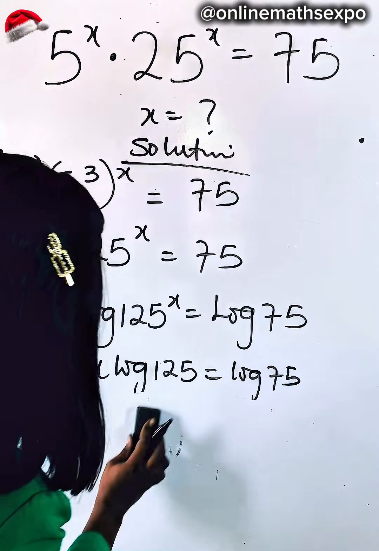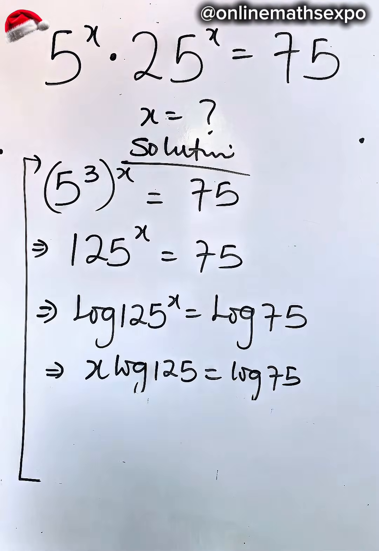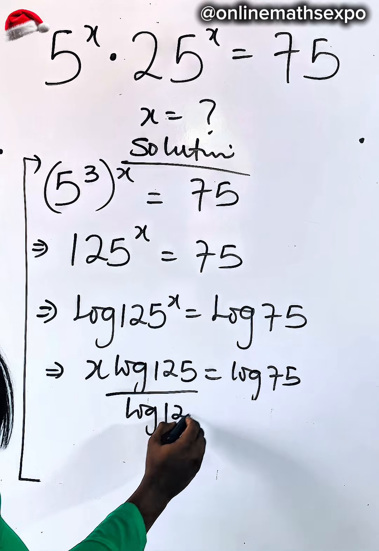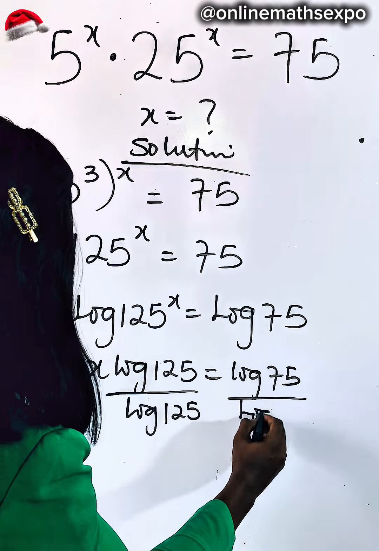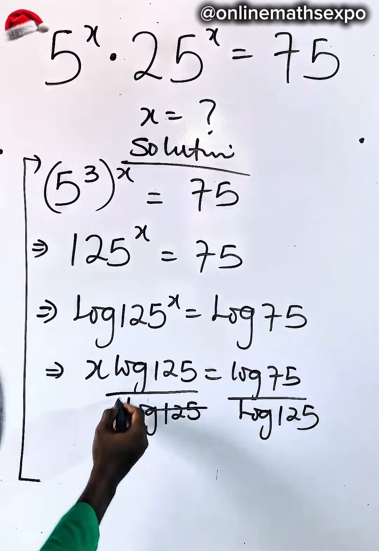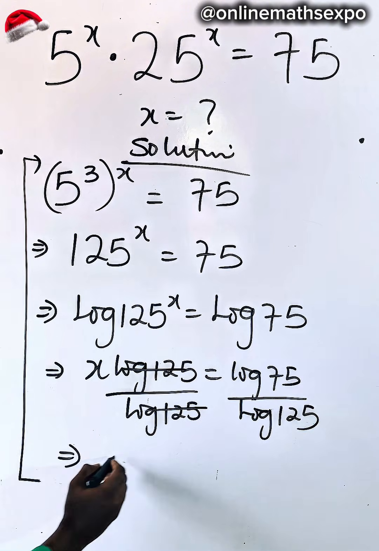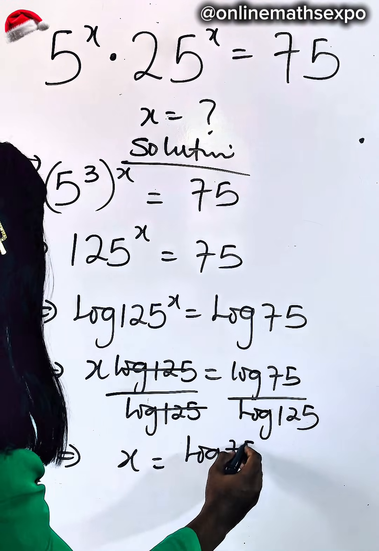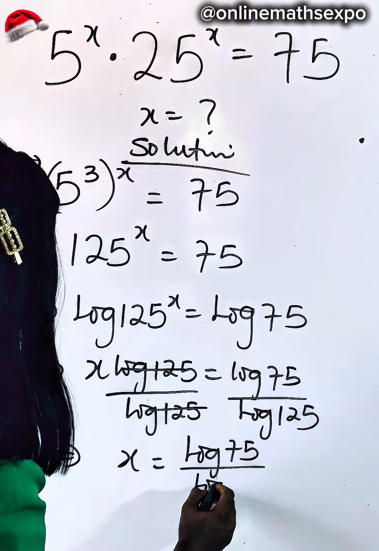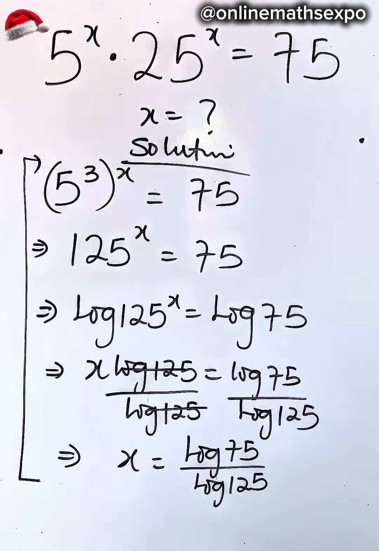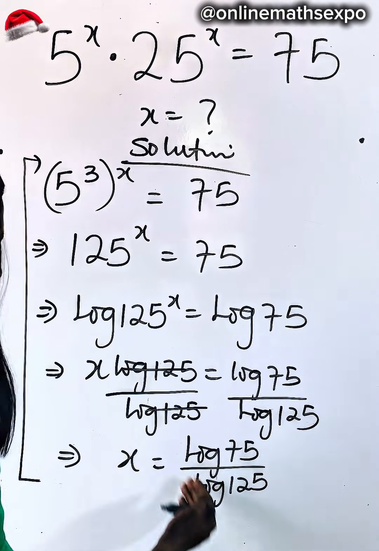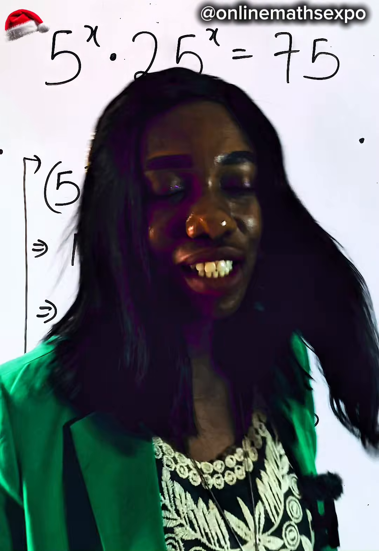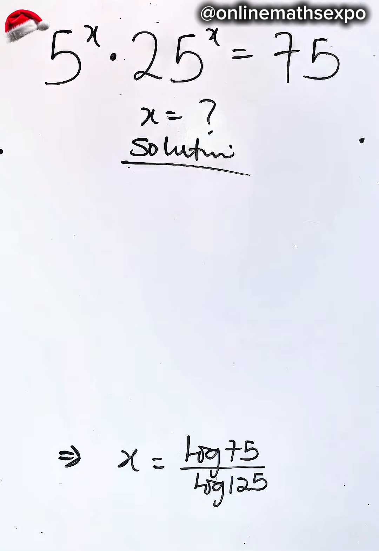And because we are targeting x, we need to divide by log of 125. So we divide both sides by log of 125. And if we do that, this takes off this. So we are going to have x is equal to log of 75 divided by log of 125. Do you intend to leave it at this point? No, it's not yet simplified. Let's keep simplifying.